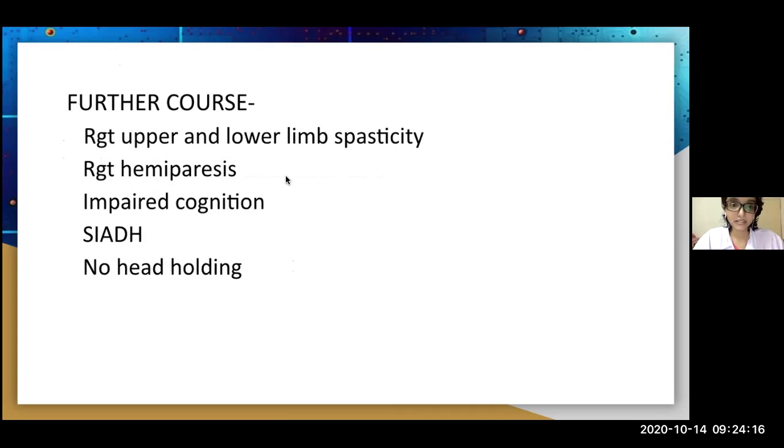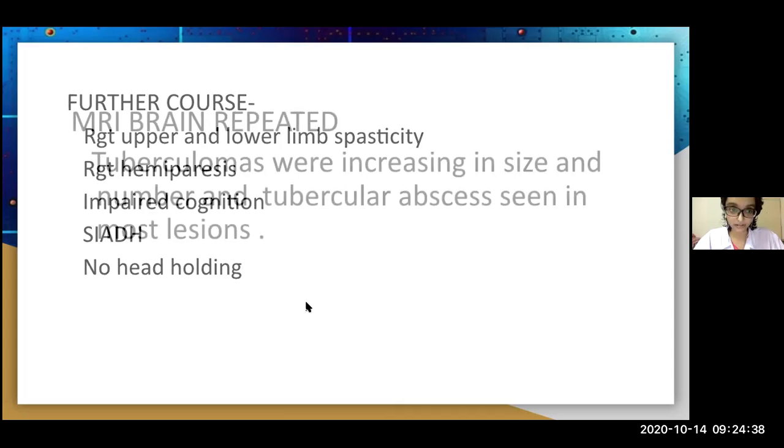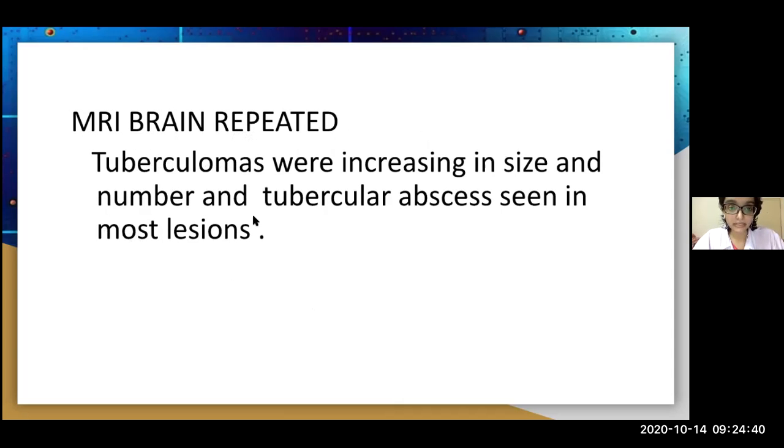Further course of the patient, he developed right upper and lower limb spasticity, right hemiparesis, impaired cognition, and syndrome of inappropriate antidiuretic hormone. I think this could be a discussion for later on, like how increased intracranial pressures are associated with SIADH. And then no head holding was noted in the patient. Again, the MRI was repeated and tuberculomas were increasing in size and number, and tubercular abscesses were also seen in most of the lesions.